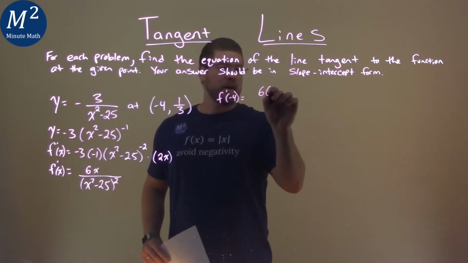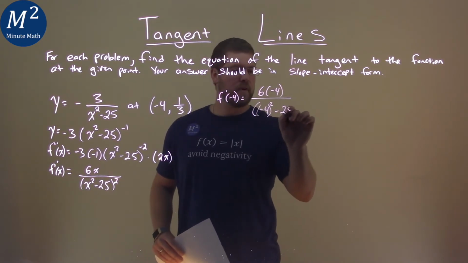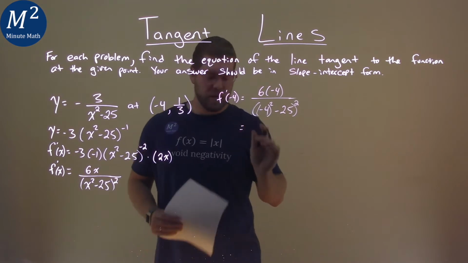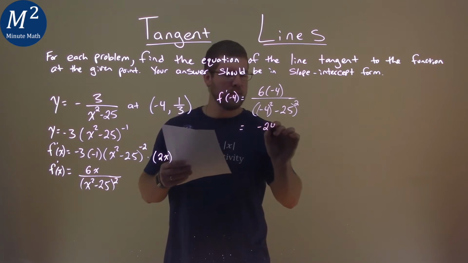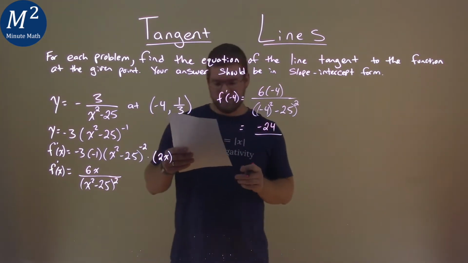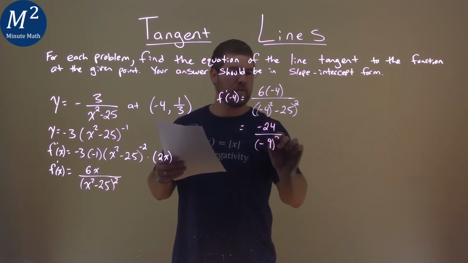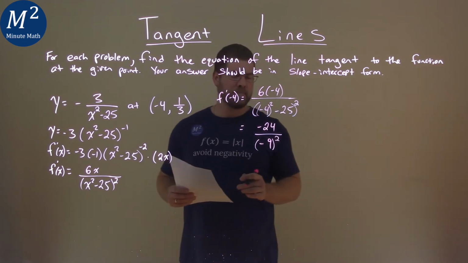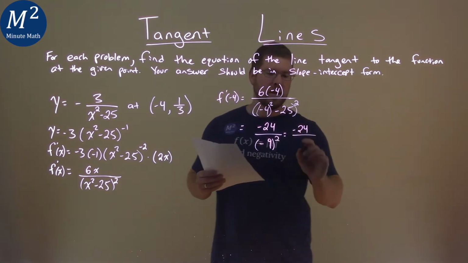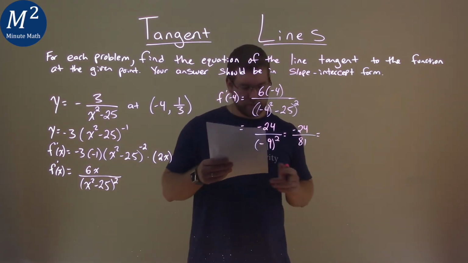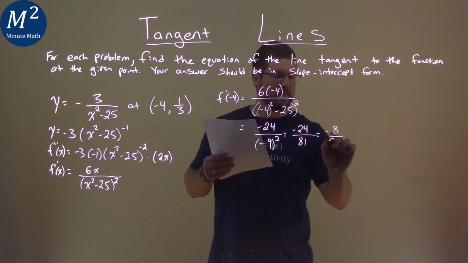And we have 6 times negative 4 over negative 4 squared minus 25, all squared. And let's simplify that here. Okay, 6 times negative 4 is negative 24 here. Negative 4 squared minus 25 comes out to be negative 9. 16 minus 25 is negative 9. And then we square that. Negative 24 here over negative 9 squared is a positive 81. And this fraction simplifies to be, for my notes here, negative 8 over 27.